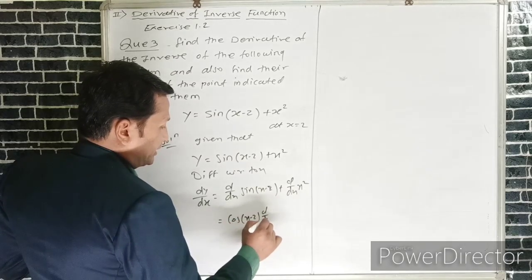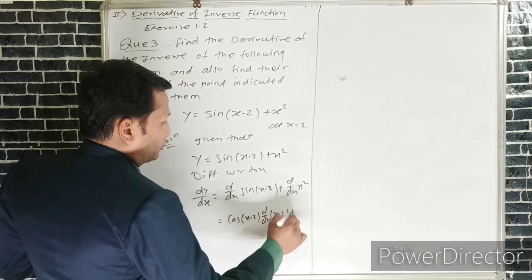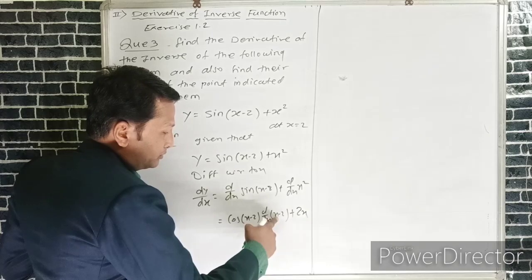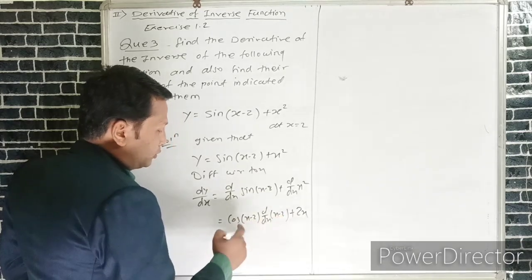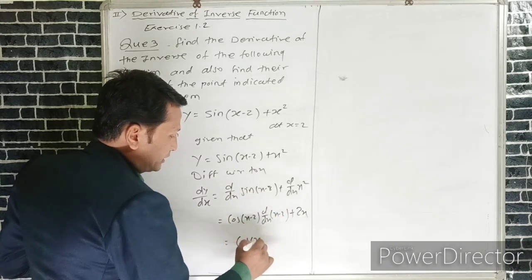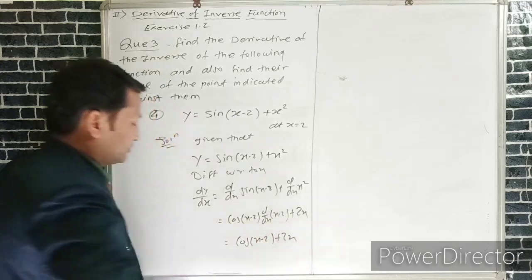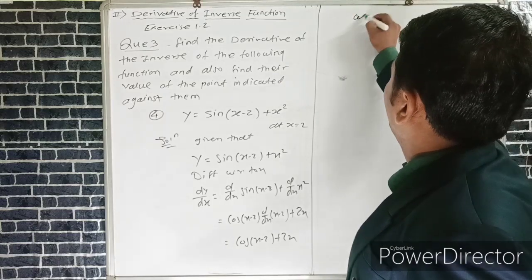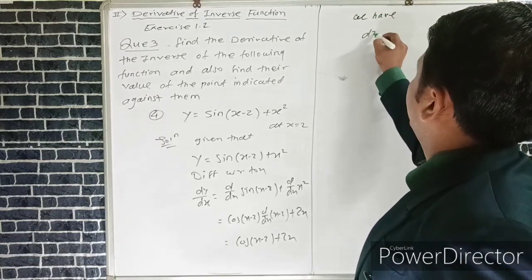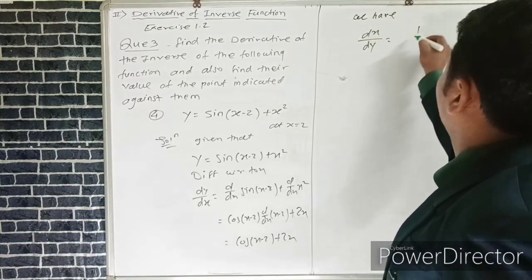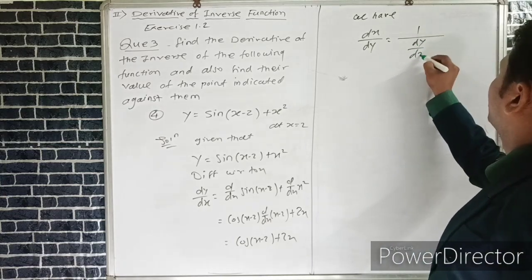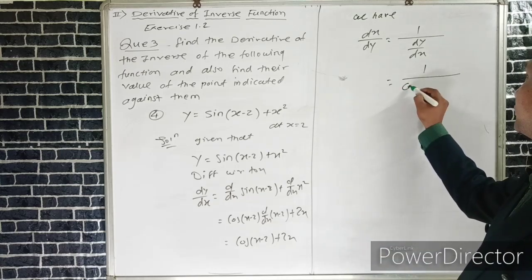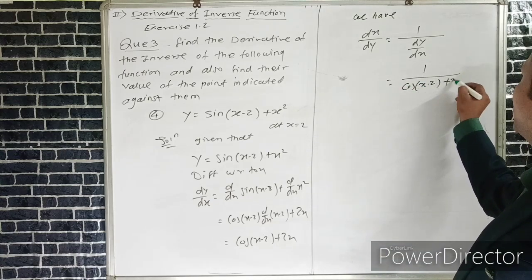We take again the derivative of x - 2, plus the derivative of x^2, which is 2x. The derivative of x is 1, minus 2 is 0. 1 into cos(x - 2) is cos(x - 2) as it is, plus 2x. But we have to find the derivative of x with respect to y, then we have dx/dy = 1/(dy/dx). 1 upon the value of dy/dx is 1/(cos(x - 2) + 2x).